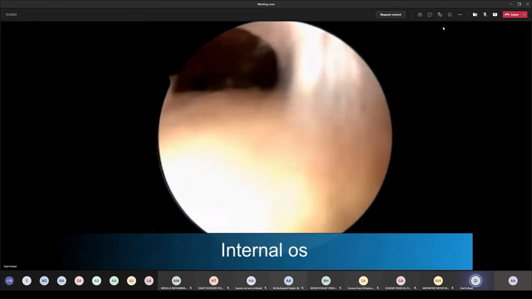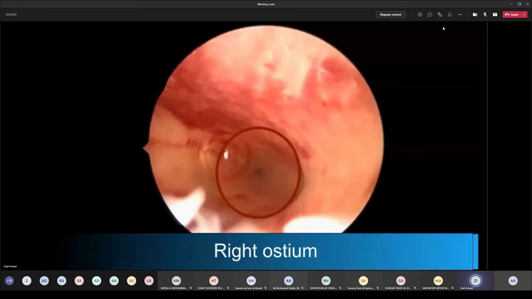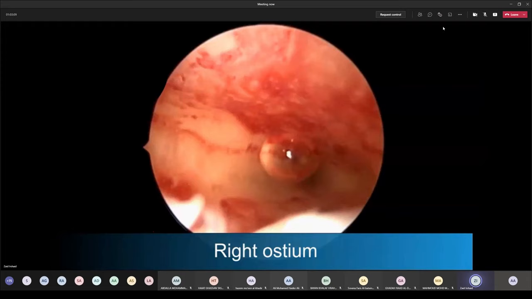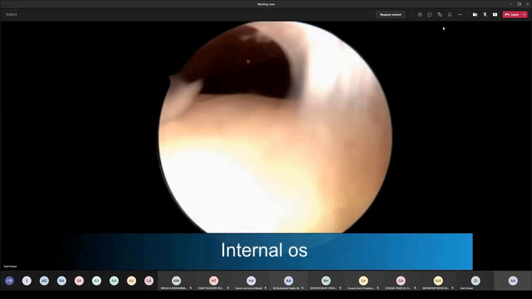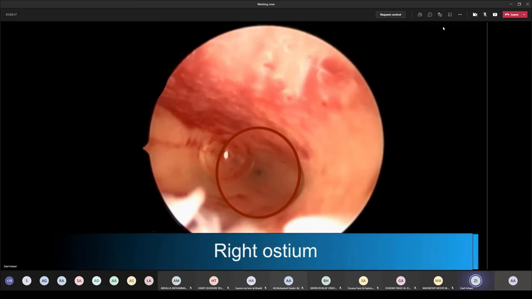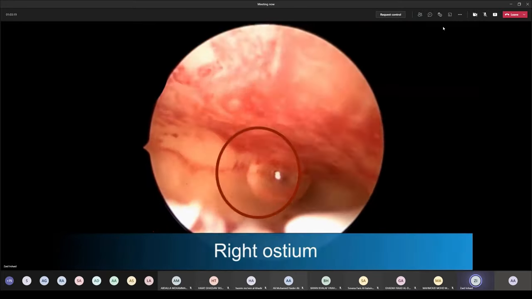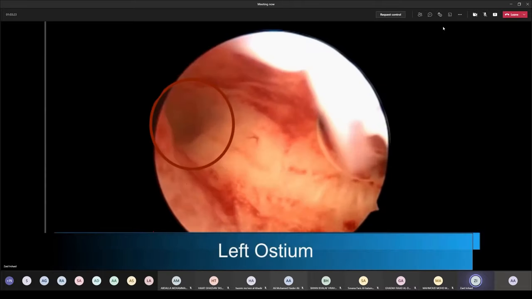Here we go. So this is a hysteroscopic approach. So during hysteroscopy, in a moment you'll see a fibroid. So this is the right ostium of the uterus, and that's the fundus. And then you'll see the left ostia.